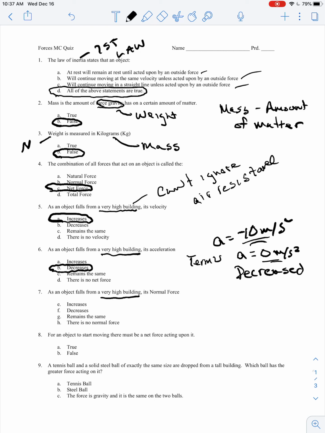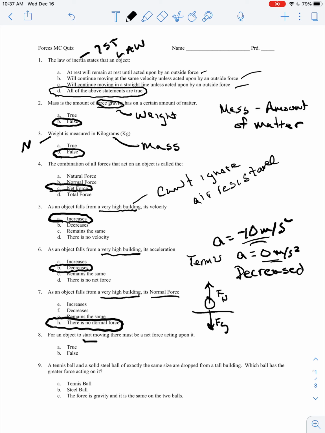And then next one, as an object falls from a very high building, its normal force. Wait a minute. Normal force is like the thing that holds it up. Remember, if we have something sitting on the floor, and we say gravity is down, normal force is up. So when something's falling, there is no normal force.